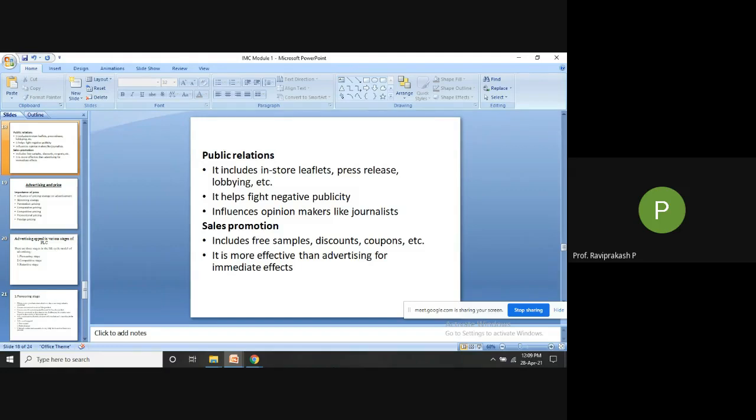Free coupons are being shared, stating that if you use this coupon in our store, this much discount is being given to you, or an additional product is given to you because of the coupon that you have. So basically, they want to increase footfalls, or increase clicks on their product, in terms of online I'm speaking. It is more effective than advertising for immediate effects.